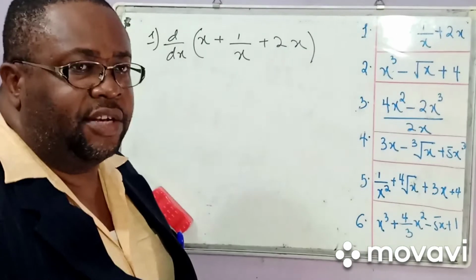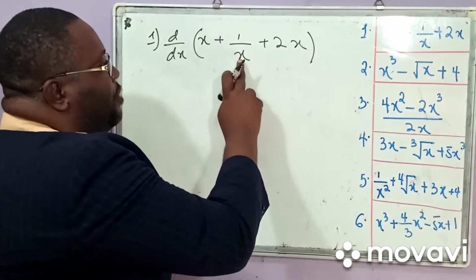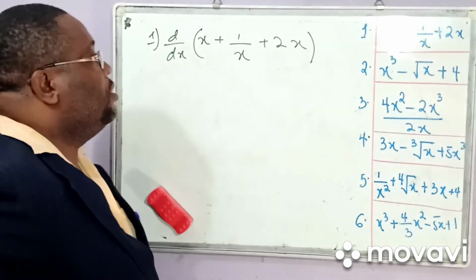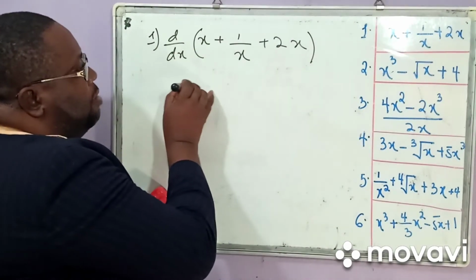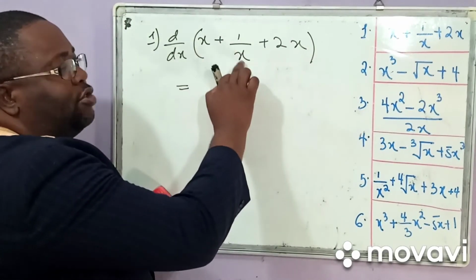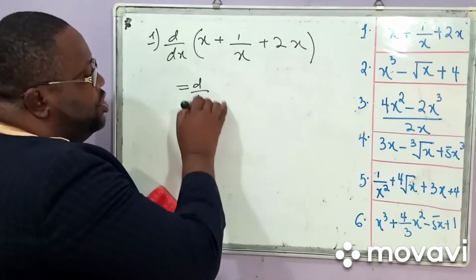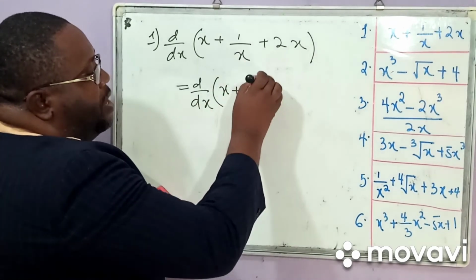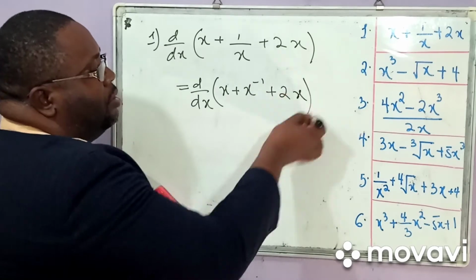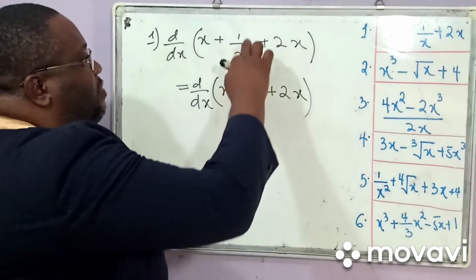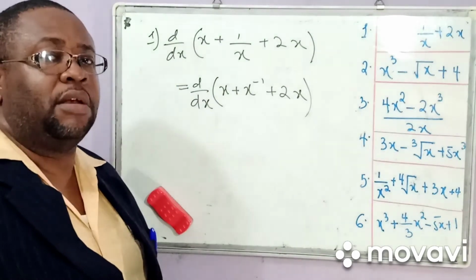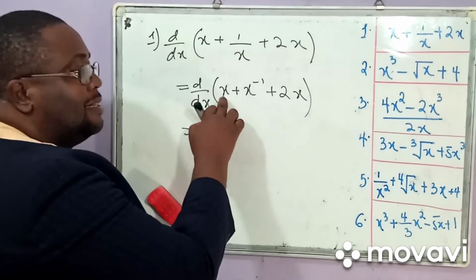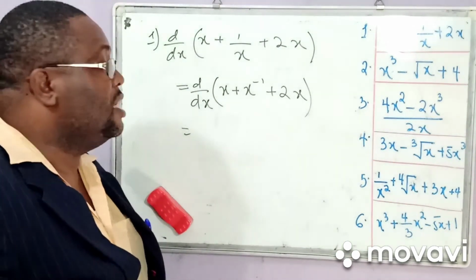So what we are basically going to do, we'll differentiate this, and then we'll go on and differentiate that other one. Is that okay? Now when you differentiate x, before we do that, I need to make an arrangement here. So it becomes equal to differentiation with respect to x, and then we have x plus x to the power minus 1 plus 2x, because 1 over x is the same thing as x to the power minus 1. Is that okay? Beautiful.